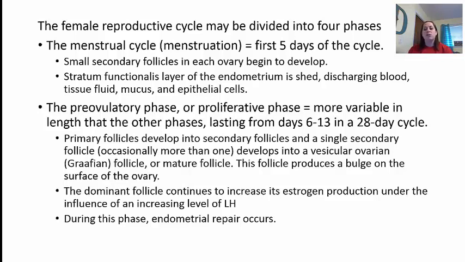So this follicle produces a bulge on the surface of the ovary. The dominant follicle continues to increase its estrogen production under the influence of the increased levels of the LH. Okay, so now again, this is going to be happening in the ovaries. On the uterus side, though, during this phase, the endometrium will start to repair itself. Because we just shed it, we're going to start developing that layer and thickening it to get it ready for potential implantation now that the egg is almost ready to be released.